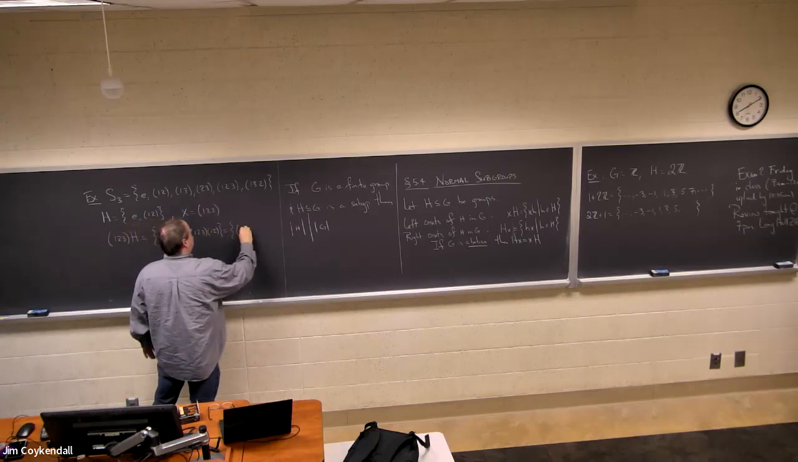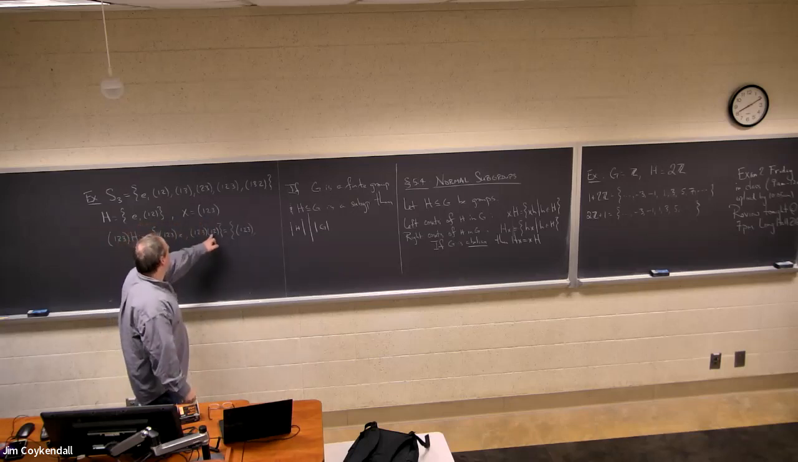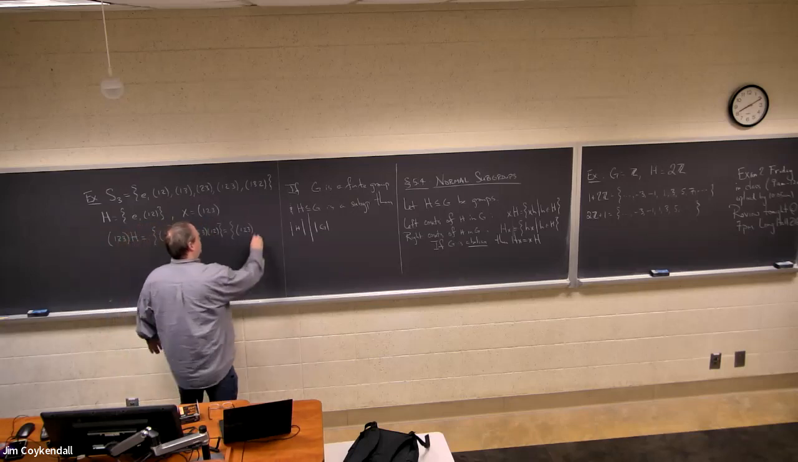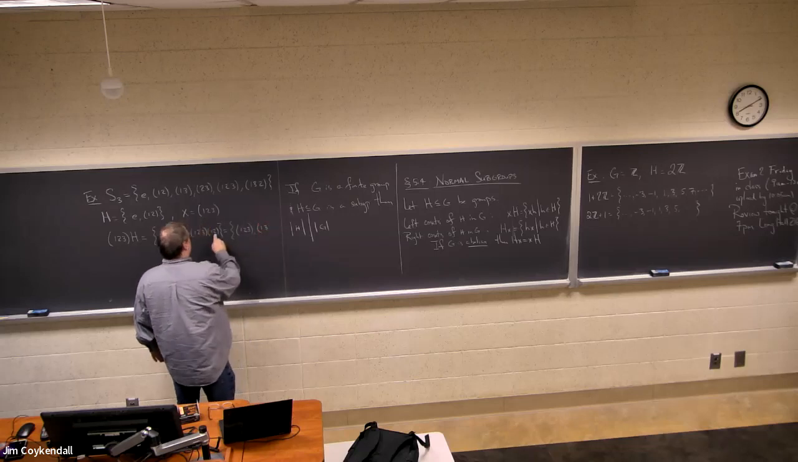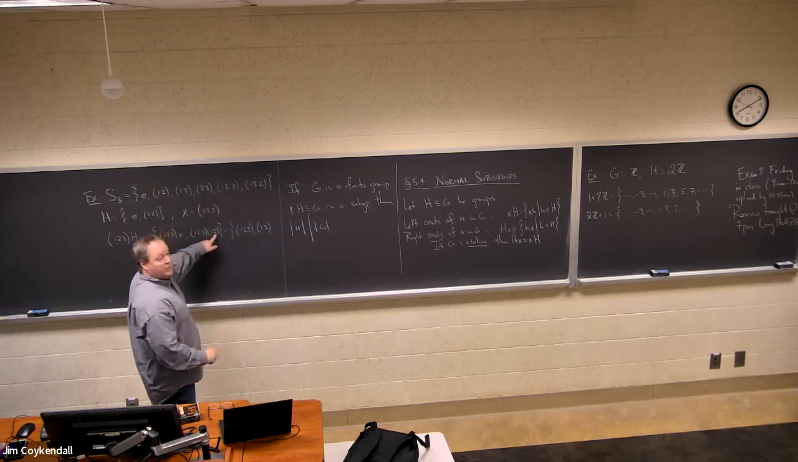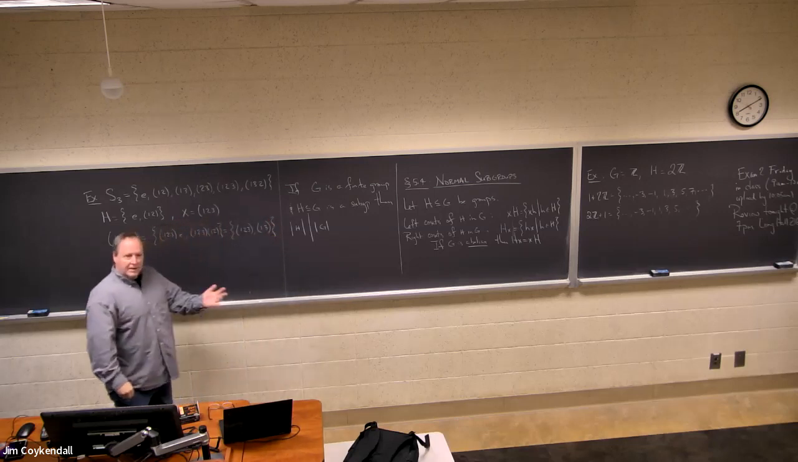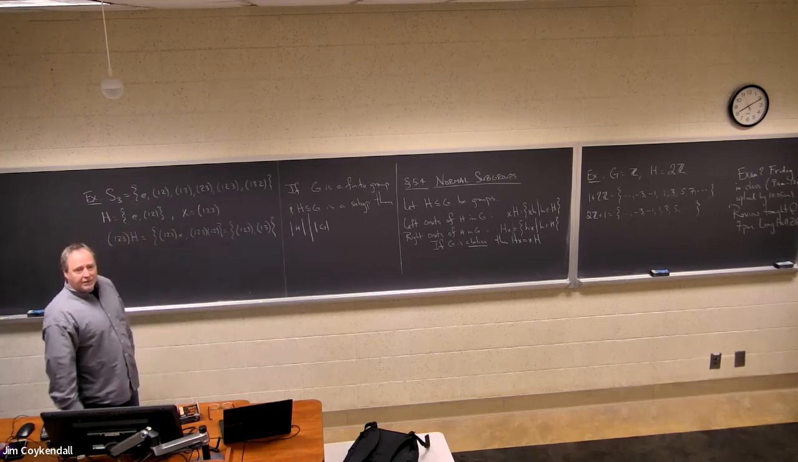So this left coset comes out to be the set (1 2 3), and what's the other one? 1 goes to 2, 3. So let's see, 1 goes to 3, 3 goes to 1, and 2 better go to itself. I'll check that. 2 goes to 1, back to 2. Okay, good. That's my left coset. Everybody okay with that?